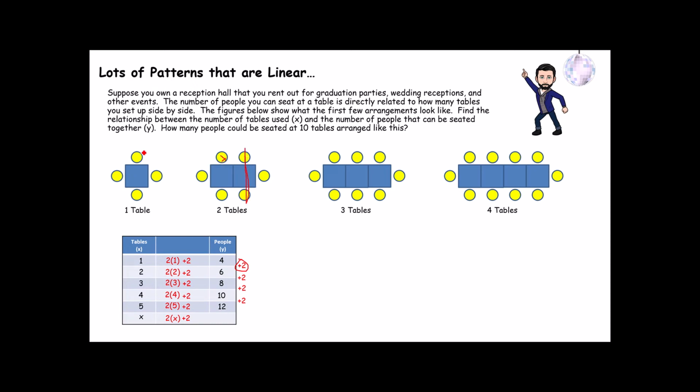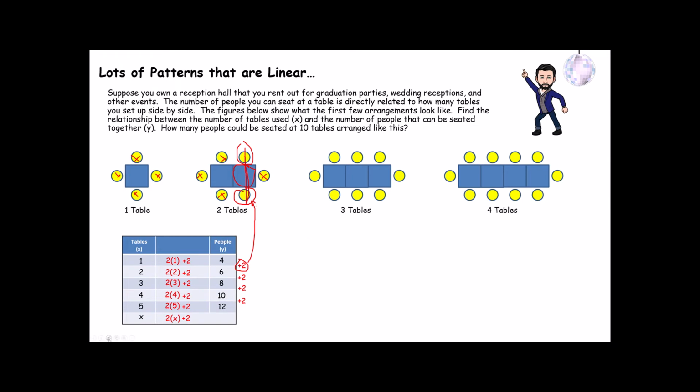This person already had a seat. This person already had a seat. This person already had a seat. And this person already had a seat. When I added this table, the only thing I did was increase the capacity by these 2 people. Those are your extra 2. Everybody else already had a seat.